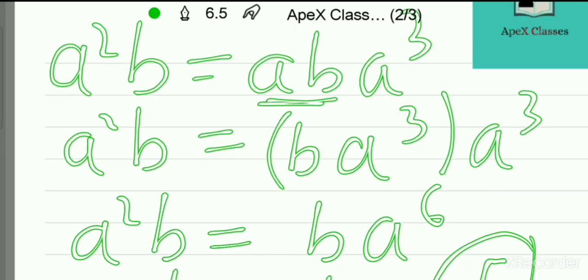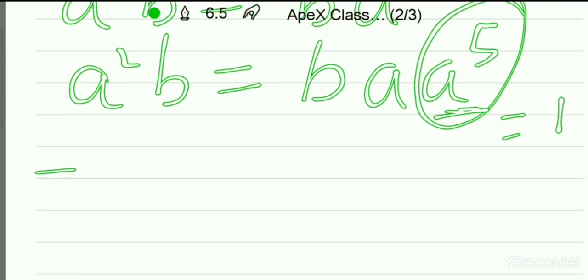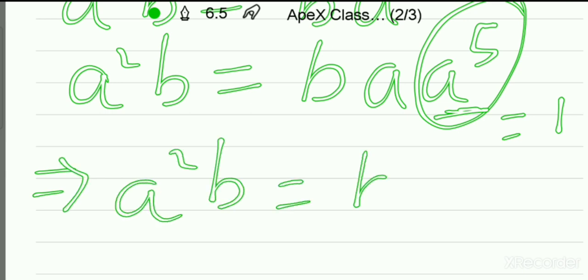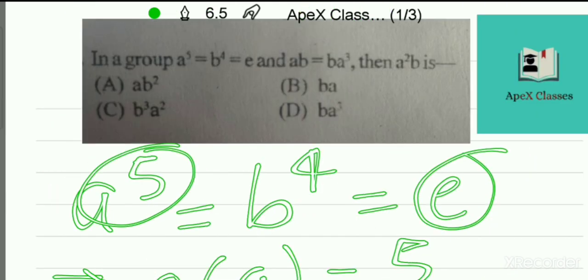That's why we have put here a raised to the power 5, which means the value of a raised to the power 5 will be 1. So this equation will be transformed as a square b is equal to b a, and this is the required answer. So the answer will be option number B. This will be the answer.